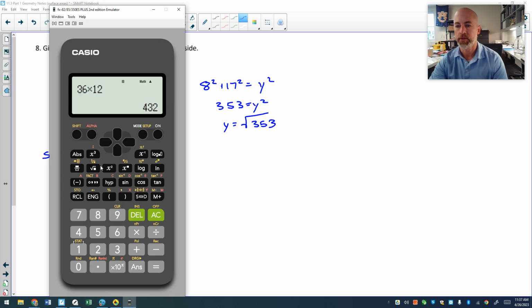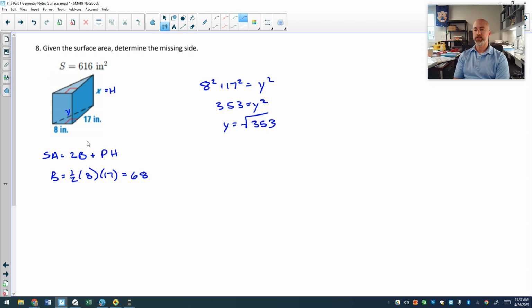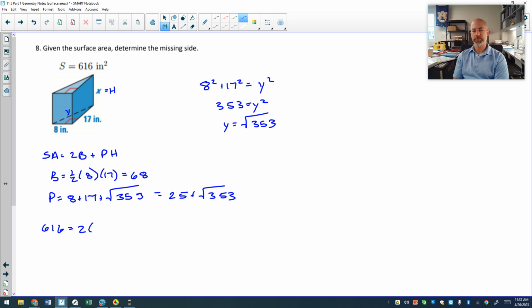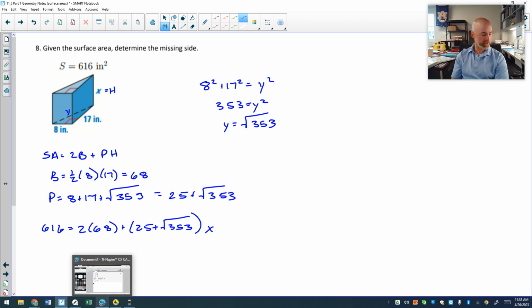Let me double check that. So I'm going to do square root of 353. Do this the lazy way, trust the calculator, and no, it does not simplify. So now that I have that length right here of y, I know the perimeter of my base is going to be 8 plus 17 plus the square root of 353. 8 plus 17 is 25, plus the square root of 353. And now I can plug everything into my surface area formula. Surface area we know is 616 equals 2 times the base of 68, plus the perimeter of the base, which is 25 plus root 353, times that missing dimension of X, and we will solve that.